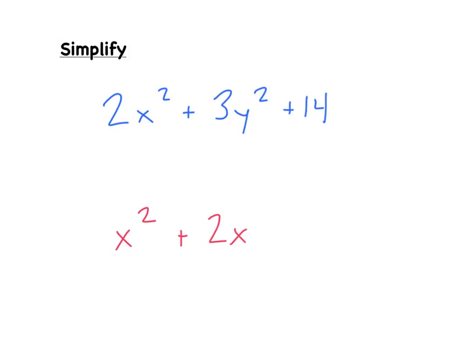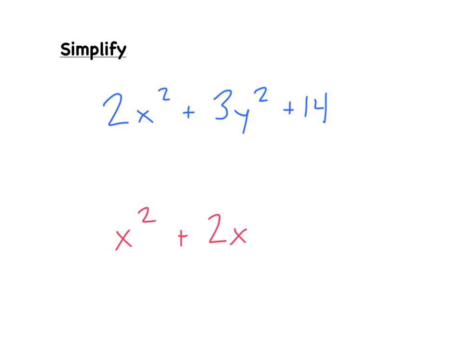Alright, so now I want to have these two examples, and what I want to do is simplify the expression. So let's look at the first one real quick. If we have 2x squared plus 3y squared plus 14. Now, you may think that you can add the 14 to either the 2 or the 3, but that's not the case. 14 does not have a variable that goes along with it. So 14 has to stay by itself.